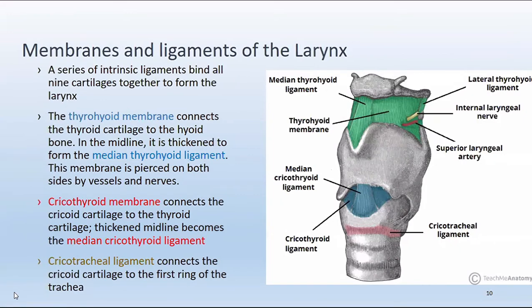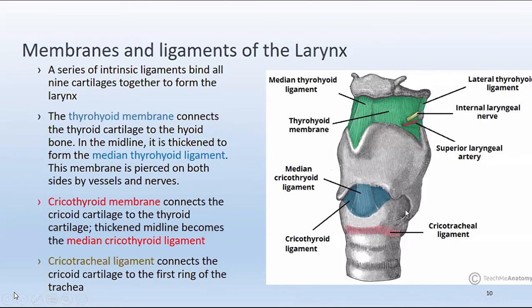Next, we have the membranes and ligaments in the larynx. The larynx is composed of a series of intrinsic ligaments which bind all nine cartilages together to form the larynx. First, we mentioned the thyrohyoid membrane, which connects the thyroid cartilage to the hyoid bone. In the midline, it becomes thicker, which becomes the median thyrohyoid ligament. This membrane is pierced on both sides by vessels and nerves, okay?